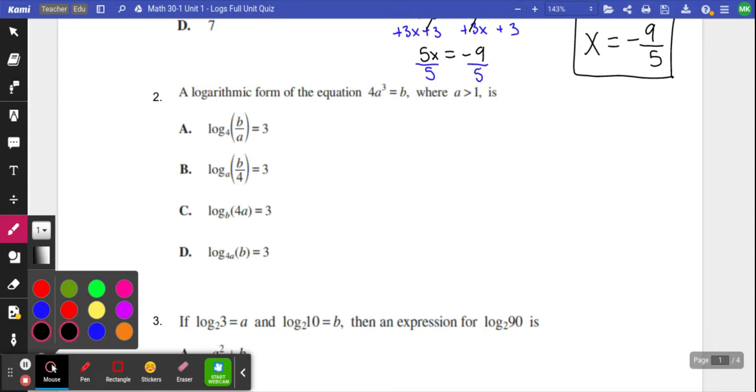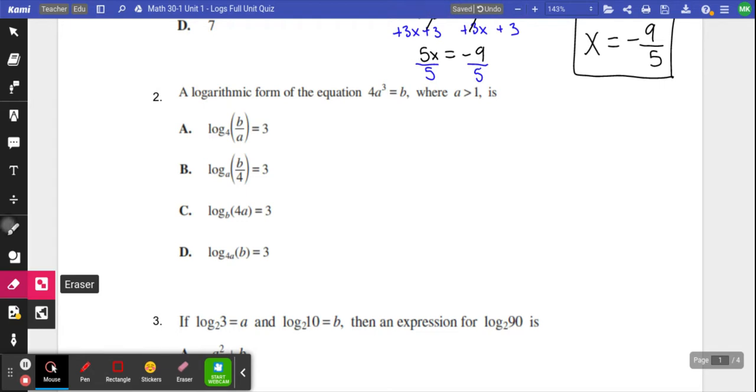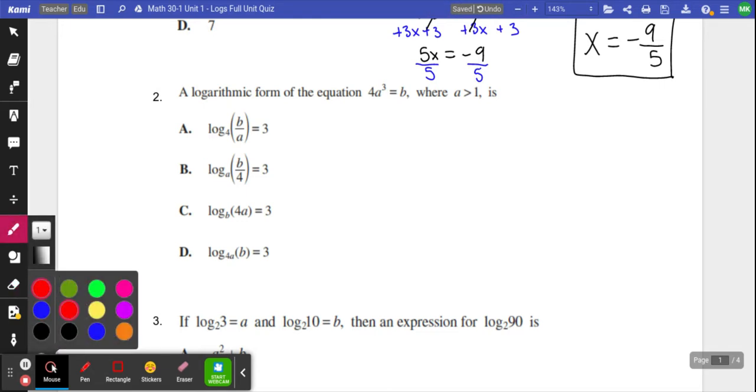To turn it into a log, there's actually lots of different ways that you could do this. Usually, when you're turning something into a log, you need to get the power by itself. This is my power, a to the power of 3. So I need to get that isolated. The 4 is not part of the power, so I need to move that 4 over.